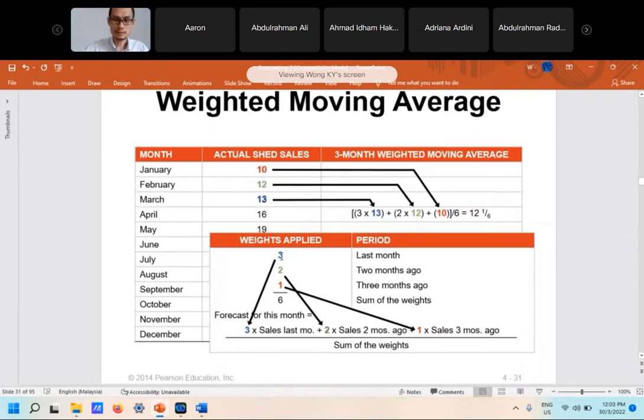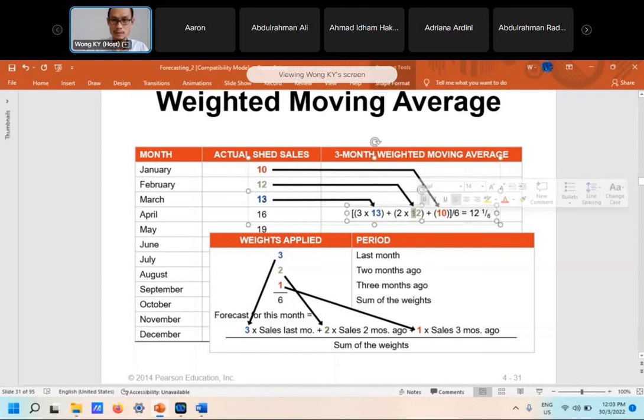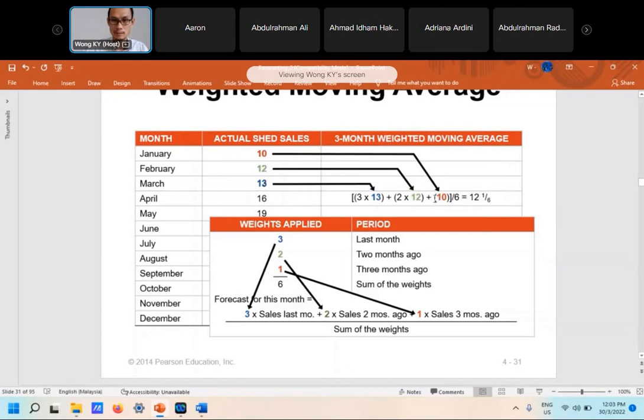Use the weight 3 multiplied with the demand in March, 13. And then weight 2 multiplied with the demand in February, which is 12. And then a weightage of 1 multiplied with the demand in January, which is 10. You total up everything, then divide by the summation of the weightage. The summation of the weightage is 6, 3 plus 2 plus 1. And that will give you the forecast value. So this is the forecast value. It is also known as the weighted moving average value.